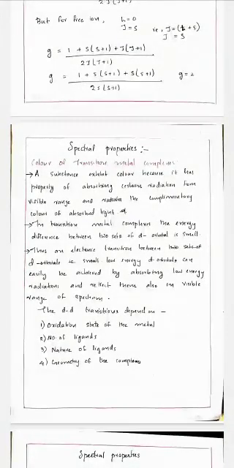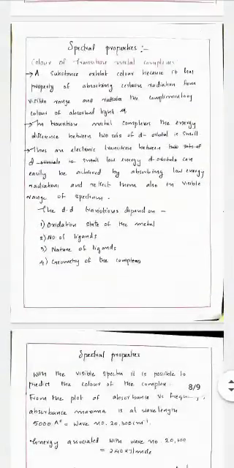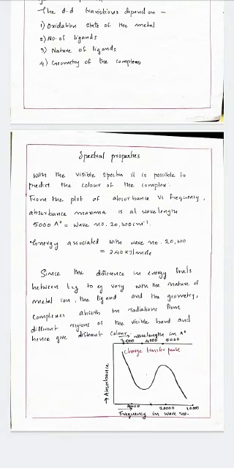And the d-d transition depends on four factors: oxidation state of the metal, number of ligands present, nature of the ligand, and geometry of the complex. With the visible spectra, it is possible to predict the color of the complex. From the plot of absorbance versus frequency, the absorption maximum is at a wavelength of 5000 angstrom, which is equal to a wave number of 20300 cm⁻¹.